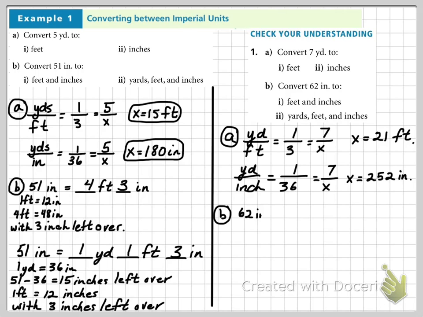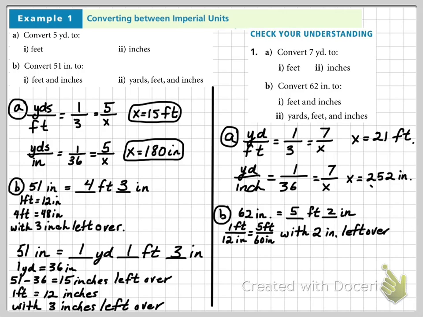With part B, 62 inches, converting that to feet and inches, well, 62 divided by 12 is going to give me 5. Or I can say 1 foot is 12 inches. 5 feet is going to give me 60 inches, which gives me 5 feet with 2 inches left over, or 5 feet, 2 inches. If you were 62 inches tall, you could say you are 5 feet, 2 inches tall.